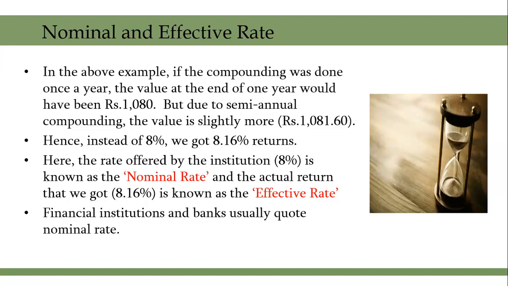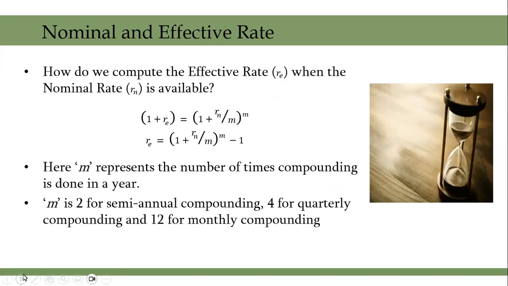Usually, financial institutions and banks quote nominal rate, but what we get will be different. Now, how do we compute the effective rate, which is RE, when the nominal rate, which is RN, is available? The formula is very simple. 1 plus RE will be equal to (1 plus Rn divided by M) to the power of M, or RE will be (1 plus Rn divided by M) to the power of M, minus 1.